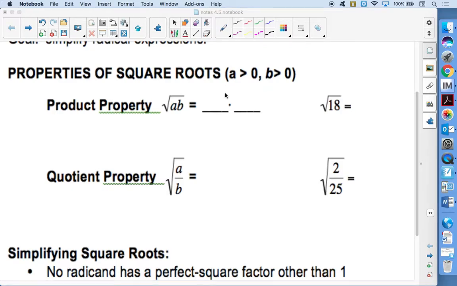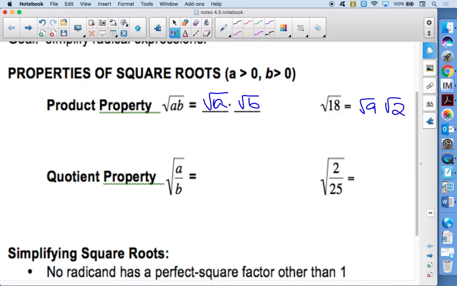And then Chelsea, what do we do with the square root of 18 then? The square root of 9 times the square root of 2. Which is? 3 times the square root of 2. Right. And we did that last chapter.